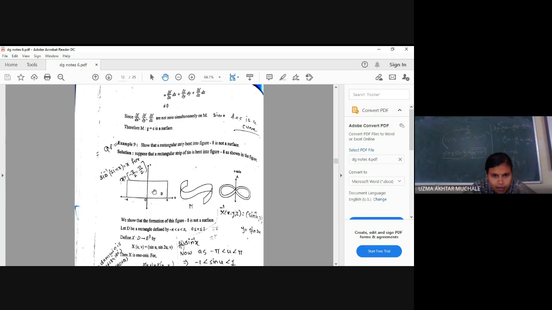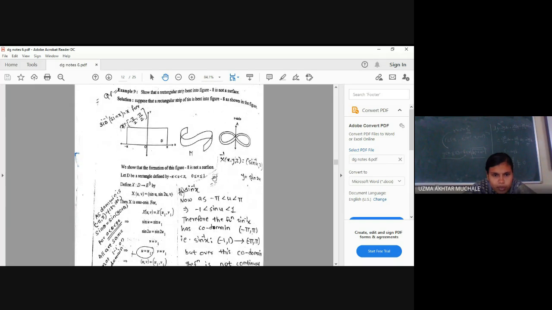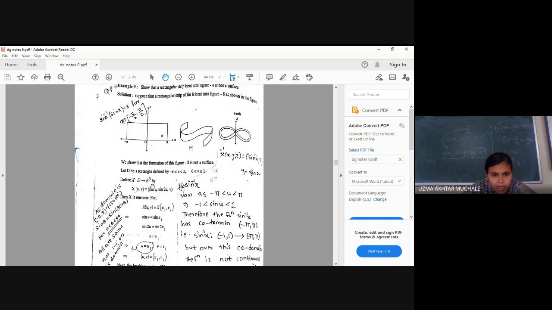Here we have a rectangular strip which is from minus pi to pi, and 0 to 1 on the other side. Again this is converted into the form of a figure 8, and we have to show whether this is a surface or not. Rather, we have to show it is not a surface. For that, first we define a mapping x from D to E3. What is D in this case? u is from minus pi to pi and v is from 0 to 1.